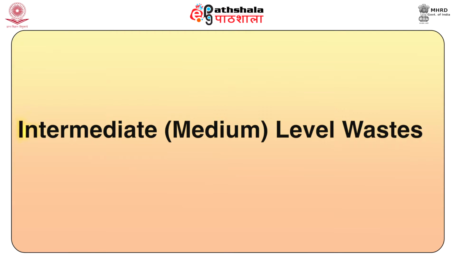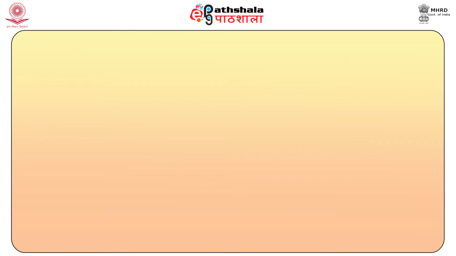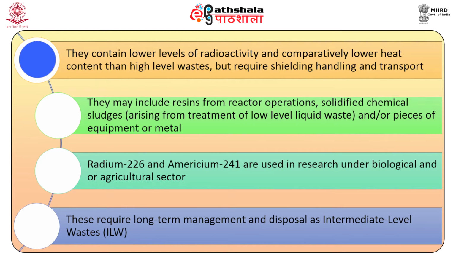Intermediate or medium level waste. They contain lower levels of radioactivity and comparatively lower heat content than high level wastes, but require shielding, handling, and transport. They may include resins from reactor operations, solidified chemical sludges arising from treatment of low-level liquid waste, and pieces of equipment or metal.